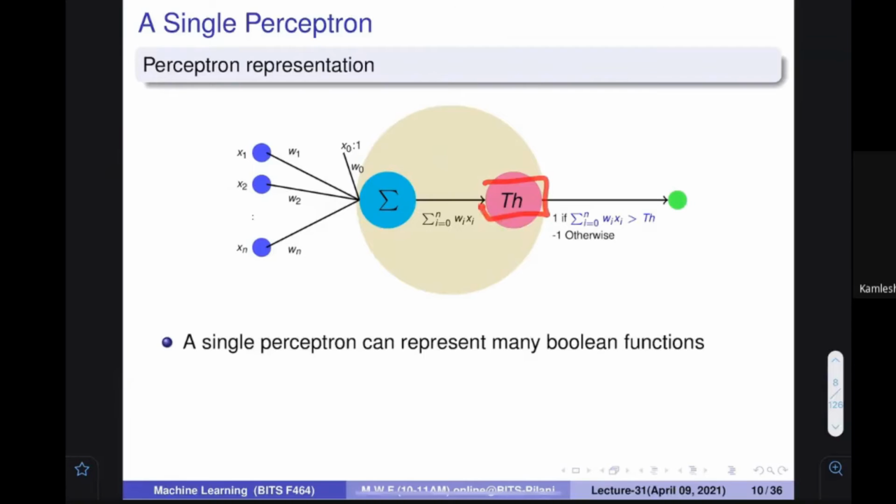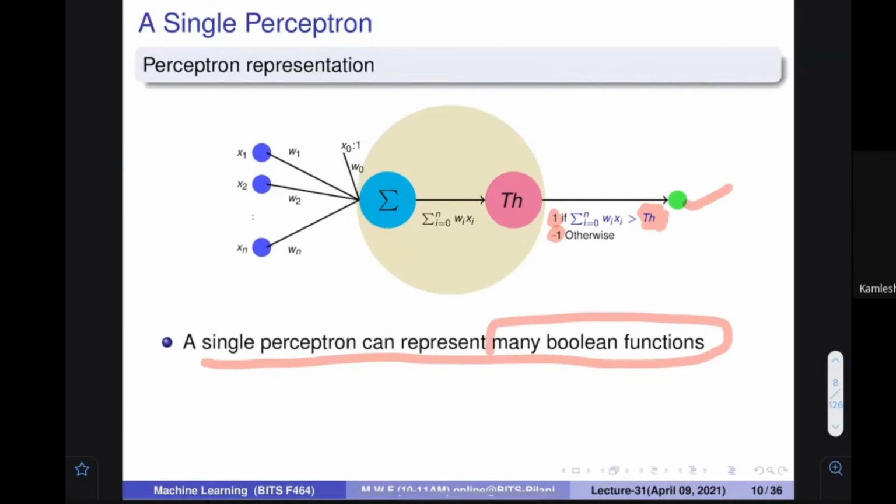Then it applies a threshold: if the value is greater than the threshold, the output is positive, otherwise negative. So the output could be 1 or -1. You can change it to 0 and 1 or whatever you like. A single perceptron can represent many Boolean functions. It is a Boolean function because the output takes only two values: 0 and 1, plus 1 and minus 1, red and green. So this system is a Boolean function.